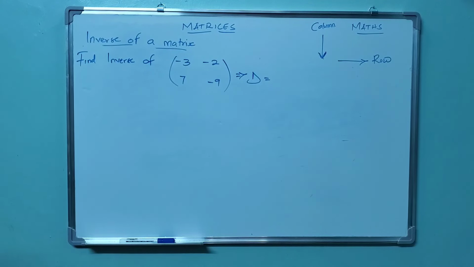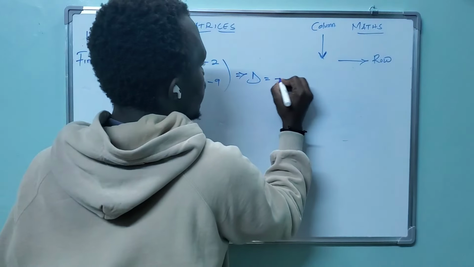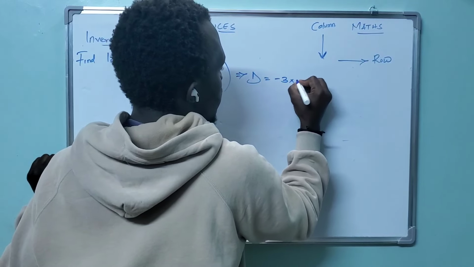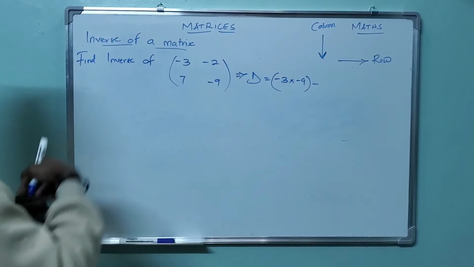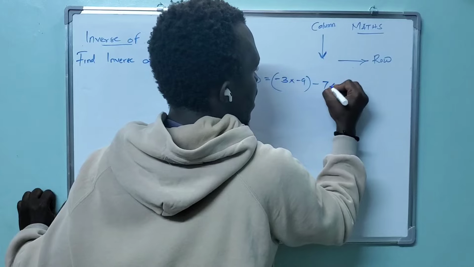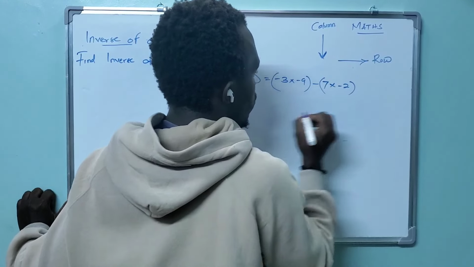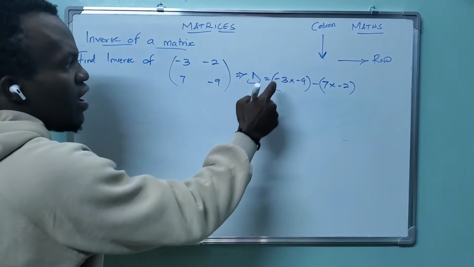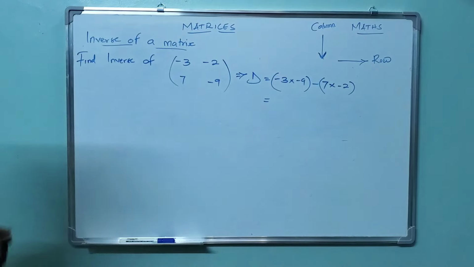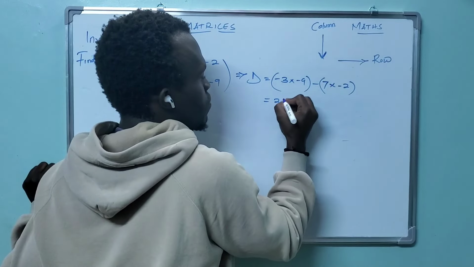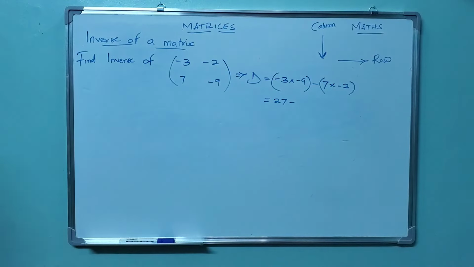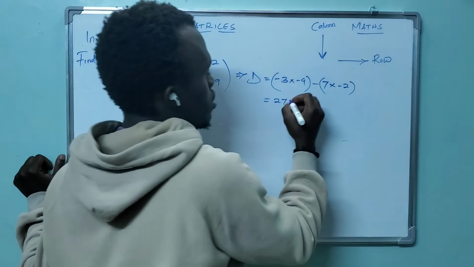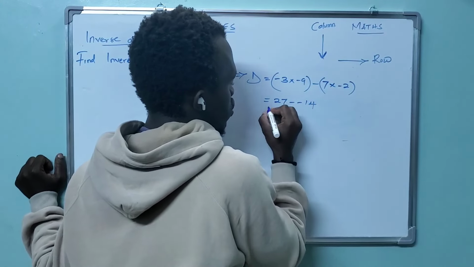In my case here, the lead diagonal is going to be negative 3 multiplied by negative 9, subtract the end diagonal, which is going to be 7 multiplied by negative 2. Which means what am I going to have there? Negative 3 multiplied by negative 9 is going to be 27, minus 7 multiplied by negative 2, that is going to be negative 14.